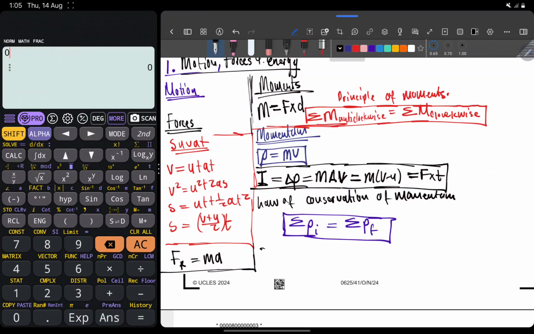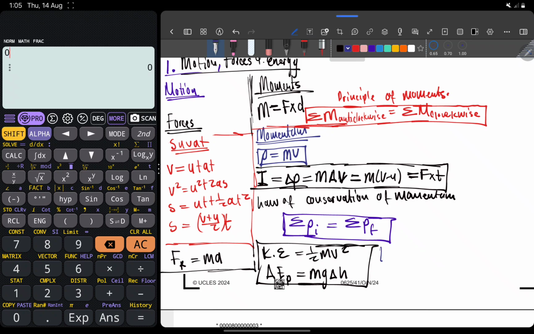Then we're going to have again energy. For energy, the energies that we calculate are kinetic energy, which is equal to half mv squared. Then we're going to have gravitational potential energy, and we say that the change in gravitational potential energy is going to be mg delta h. You understand? These are the only two energies that you calculate directly.